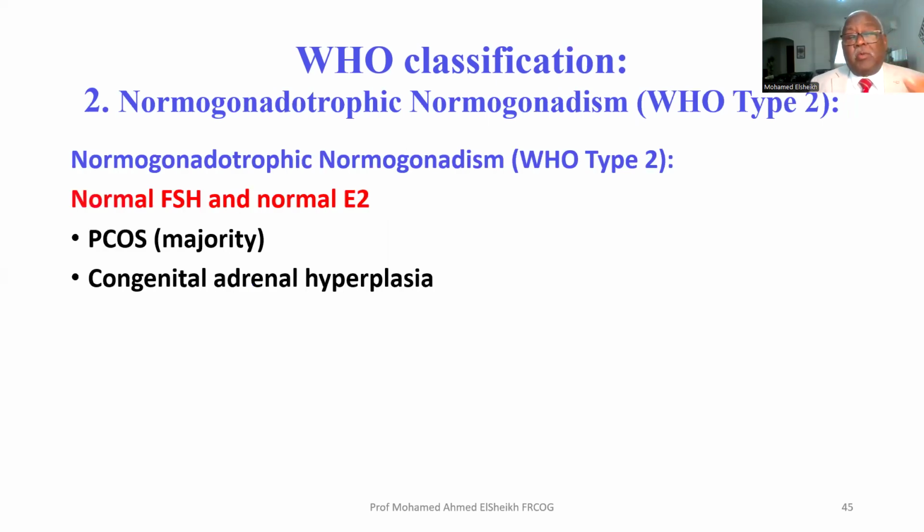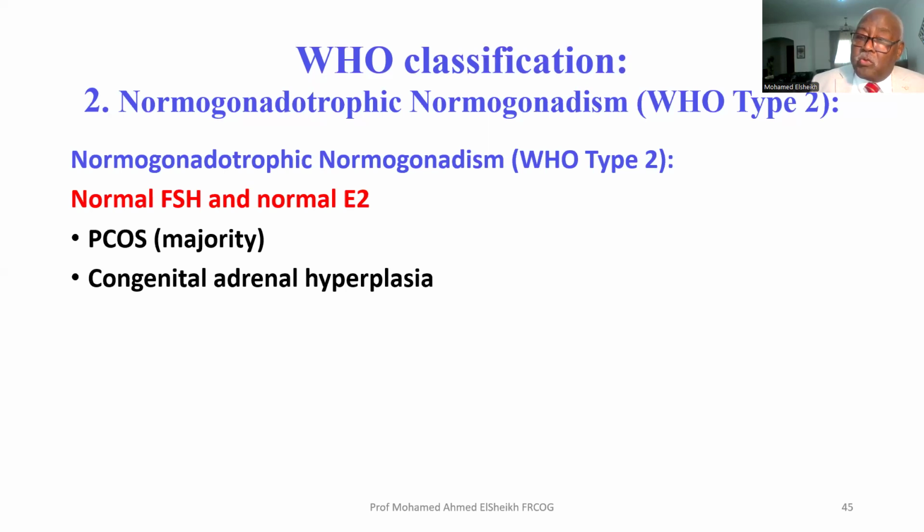The second type is normogonadotrophic normogonadism, or type 2, whereby FSH is normal, E2 is normal. The majority of these cases are due to polycystic ovary syndrome, PCOS. And we'll see in a minute what we mean by polycystic ovary syndrome.